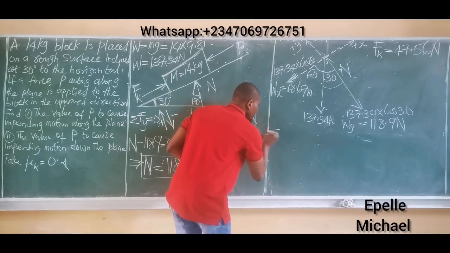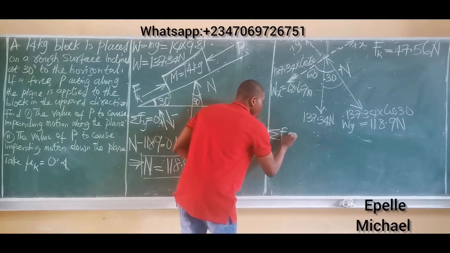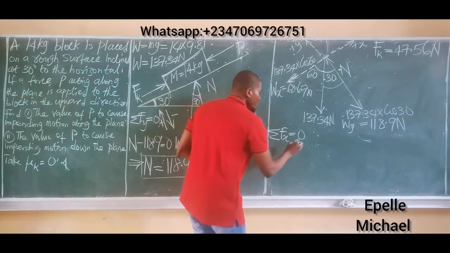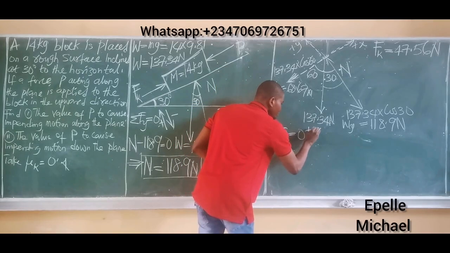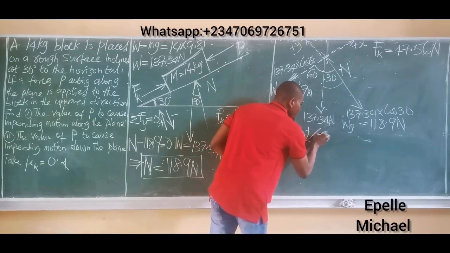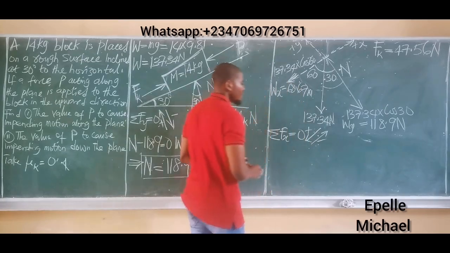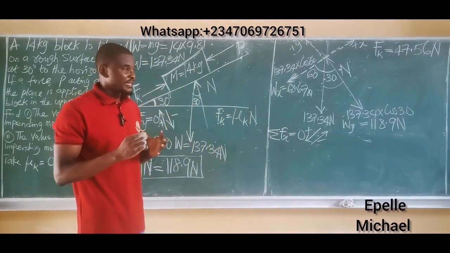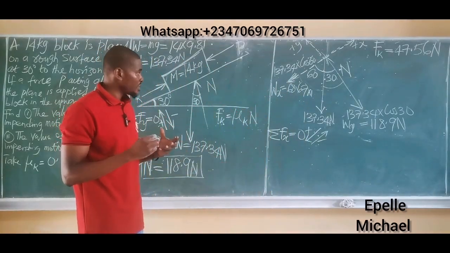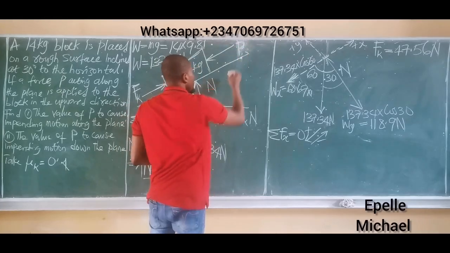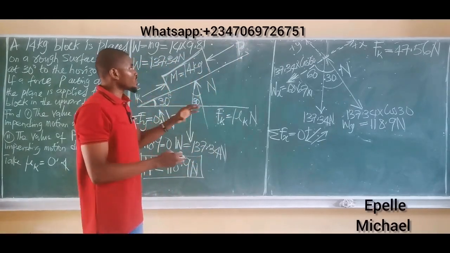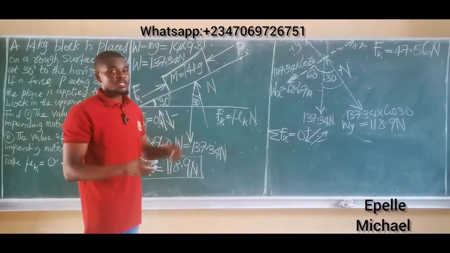Summation F of x is equal to 0. Now, motion down the inclined plane is positive, whereas motion up the plane is negative. That's the whole idea. Every other thing remains the same. So let's check. P is the force, now reversed. The force is compelling this object to move down the plane. So since motion is down the plane, force is positive.